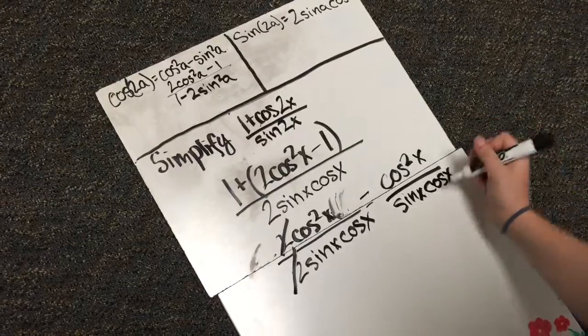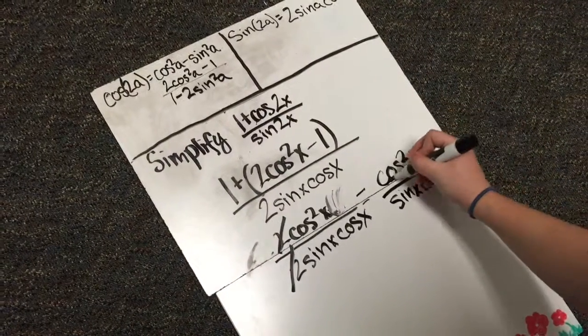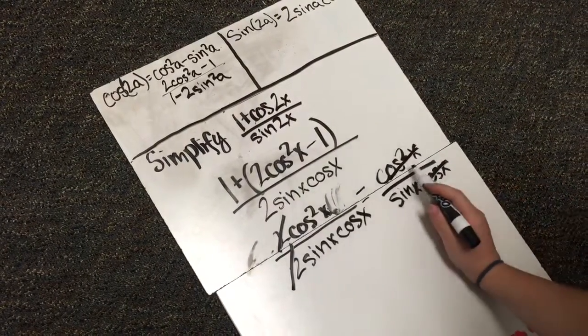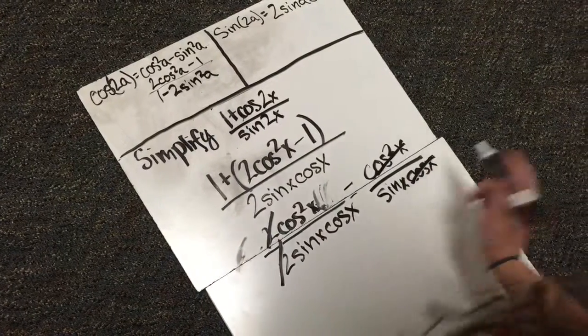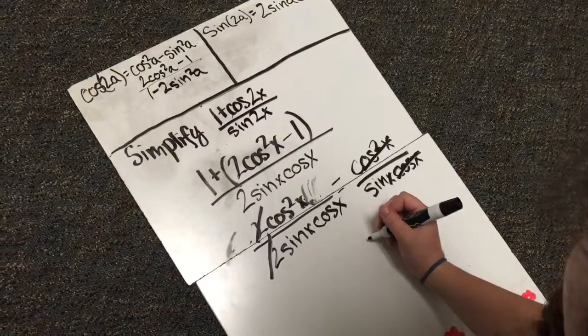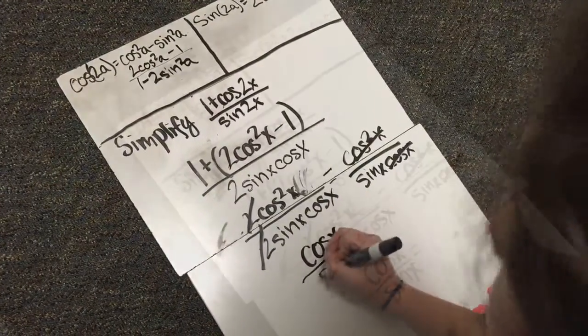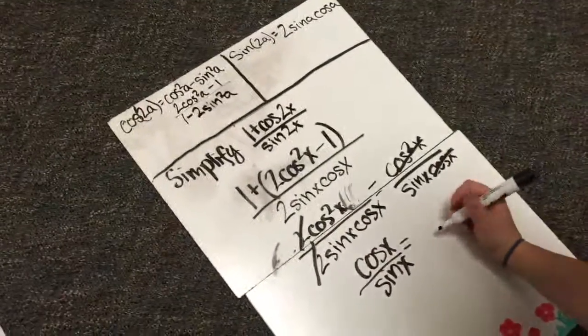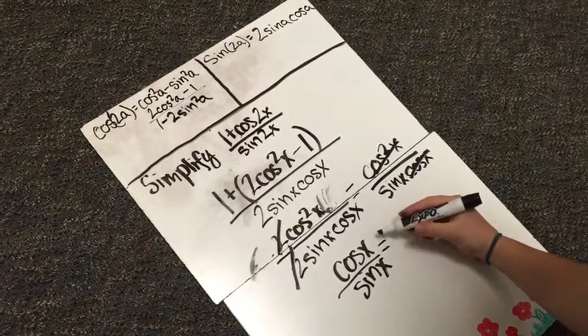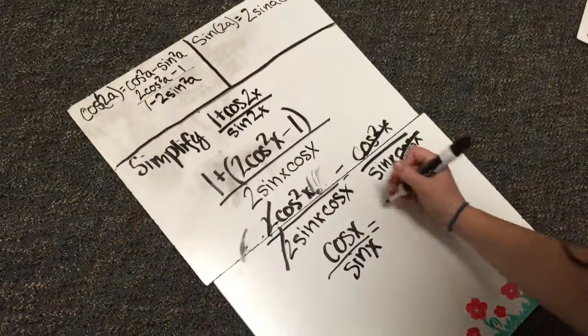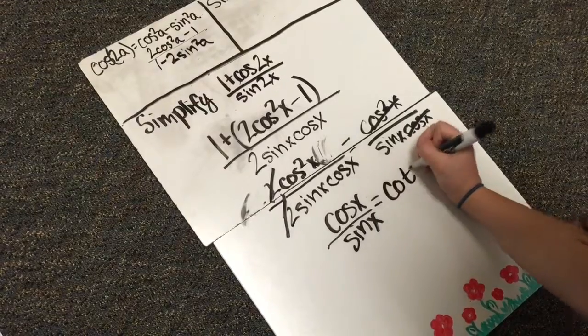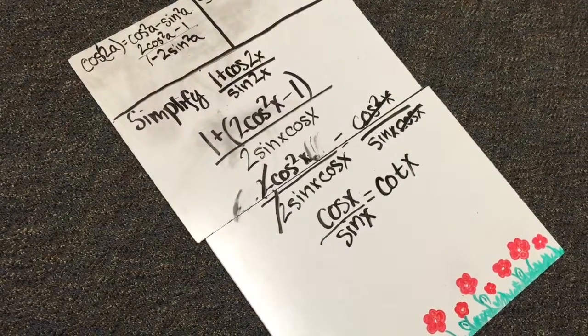And then this cosine x will cancel out with one of the cosines from here, because that's essentially cosine x times cosine x. So you're going to get cosine x over sine x. Good. And then if you use the quotient identities, cosine x over sine x equals cotangent x. And that's about as simple as it gets.